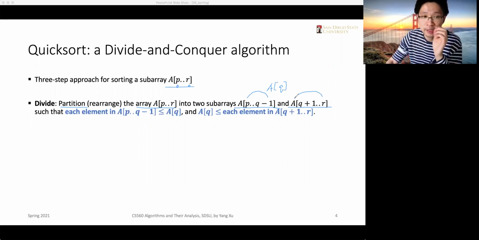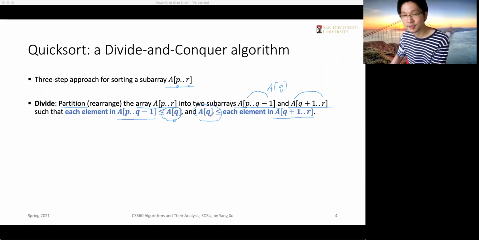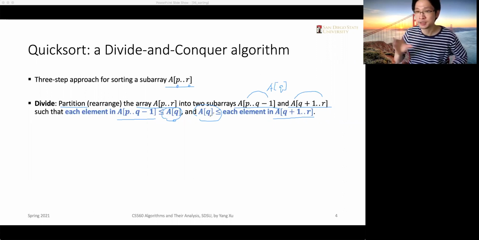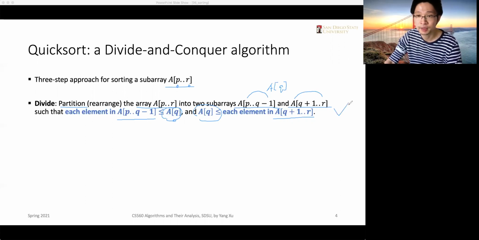And we need to have such a condition satisfied. All the elements on the left, from p to q minus 1, should be smaller than A[q], the pivot. And everything on the right, from q plus 1 to r, should be greater than or equal to A[q]. So this is a more complex division than merge sort, right? Merge sort simply computes the midpoint and doesn't do anything sophisticated. But in quicksort, when we do the division, we already make some useful arrangement by making sure that everything on the left is smaller than the pivot and everything on the right is greater than the pivot. Okay, which is some additional cost. So this step is not a constant running time operation.